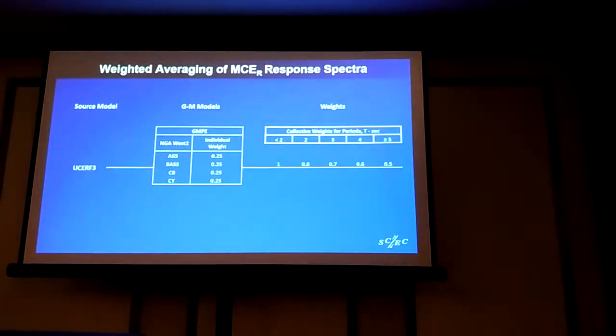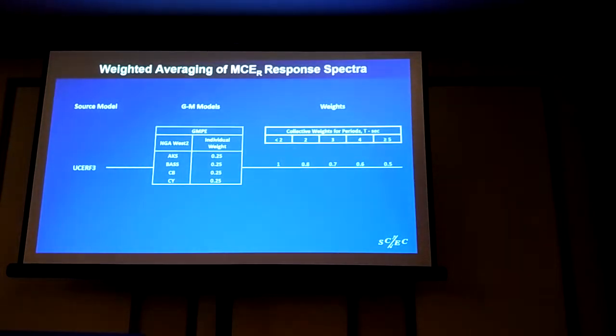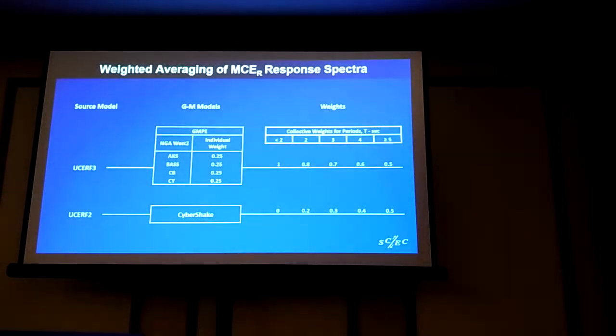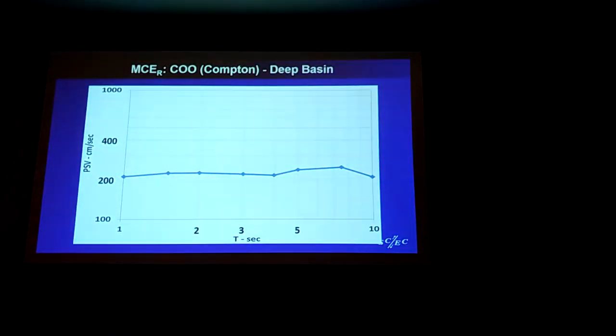So the weighted averaging scheme is shown here. First, for the NGA-West2 equations, each of those four equations was given equal weight, and collectively, they were given weights that depended on the natural period. So for periods less than 2 seconds, the NGA-West2 equations are valid, and so they were given full weight. But as we went to longer periods, the weight decreased because we felt that they were less reliable as we got out to the longer periods. The CyberShake results then were given an increasing weight as the period increased. So for periods of 5 seconds and greater, the weights were equal. And going back to the Compton example, that produced the spectrum that's shown here.